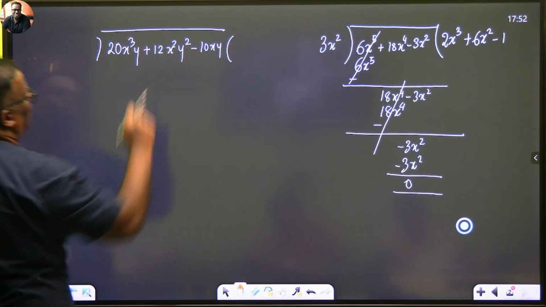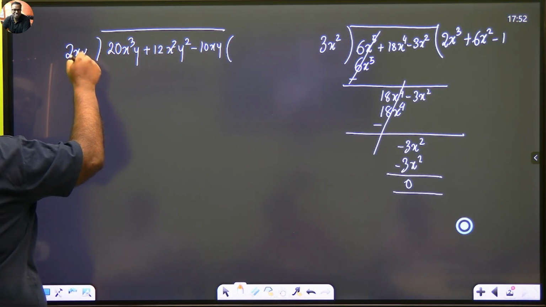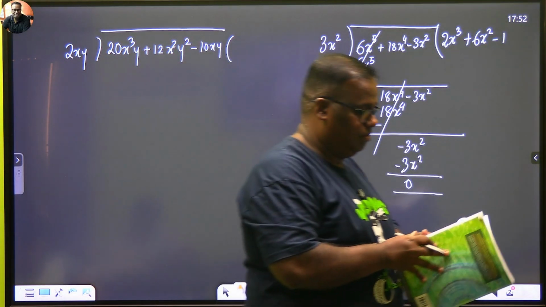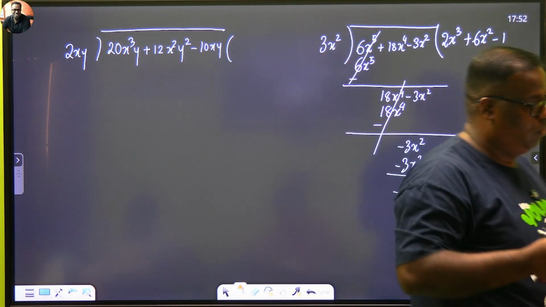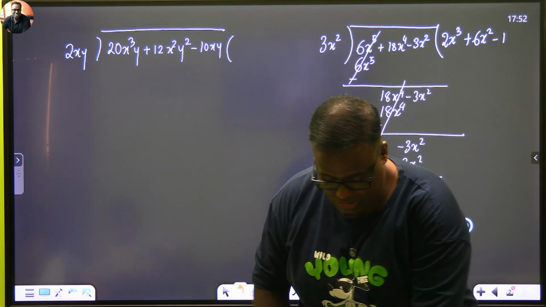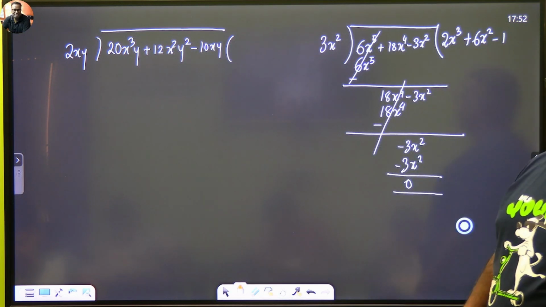Usually these type of problems you will not get in school. The reason is these are in two different variables. Two different variables in CBSE are not there even in 9 and 10. So you need not worry. Okay, now here is a catch.